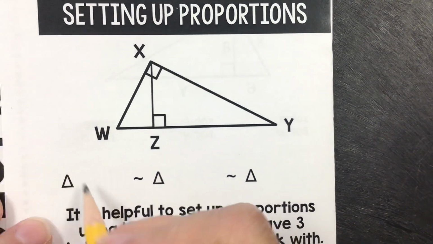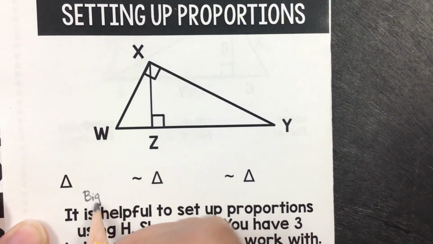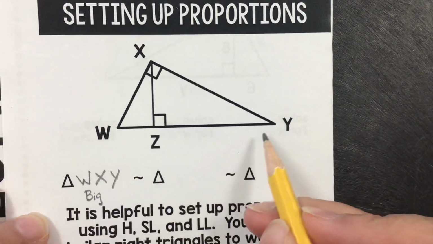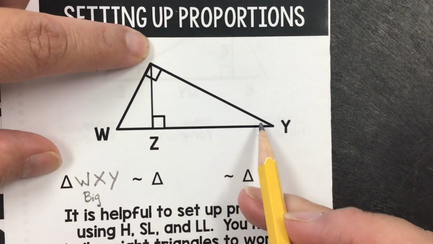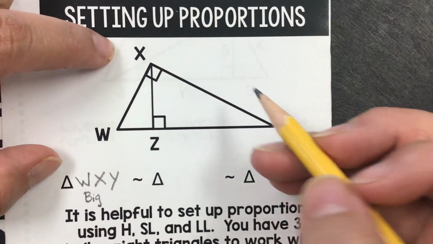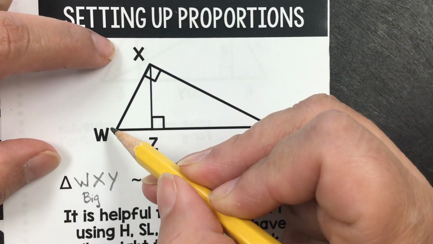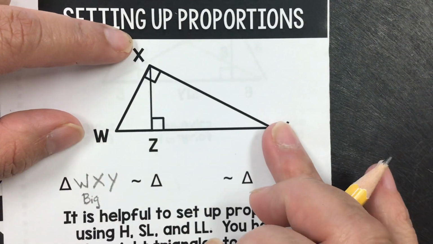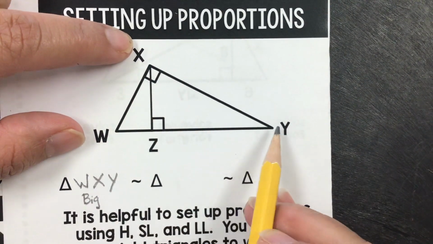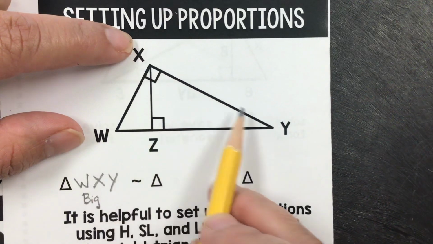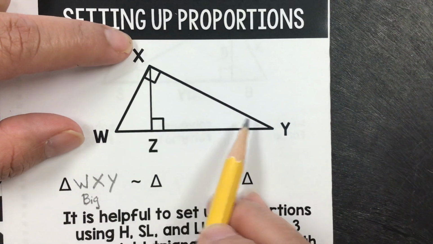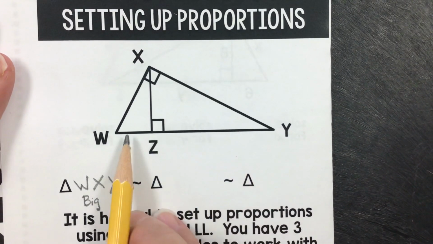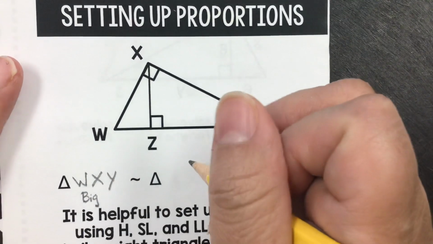We're going to start with the big triangle. In the big triangle, I'm going to write WXY. As you can see, for the big triangle, WX is the little side of the big triangle. XY is the long leg, that's what we call it, of the big triangle. And then we got to talk about what this side is called in a right triangle, but we'll do that last.